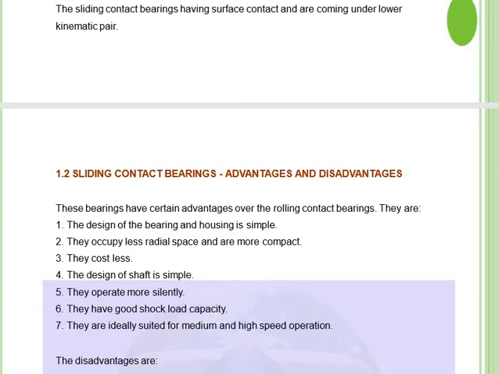The construction is simple. We can operate very silently compared to rolling contact bearings; whenever we operate rolling contact bearings, we get noise. It also absorbs good shock load and has good load capacity. Generally, these are ideally suited for medium and high speed operations, for example when we fix these sliding contact bearings in turbines.